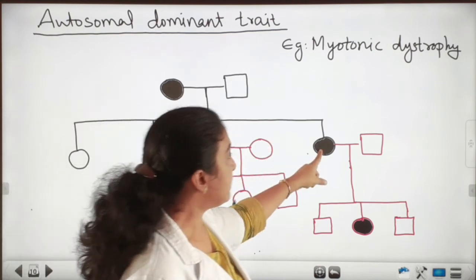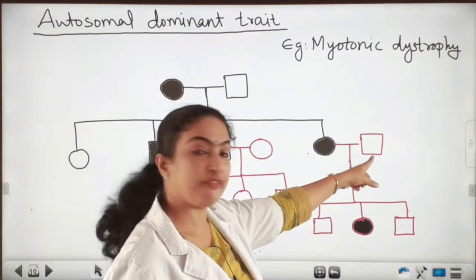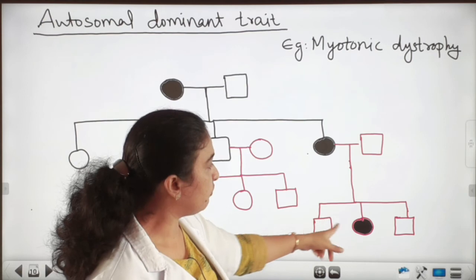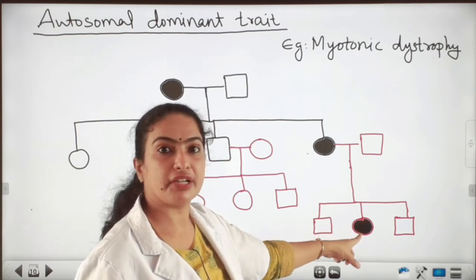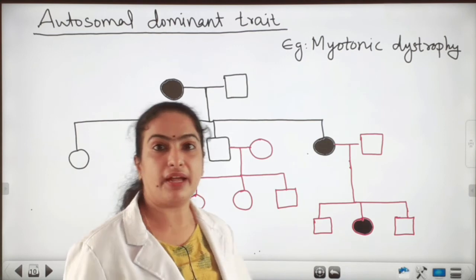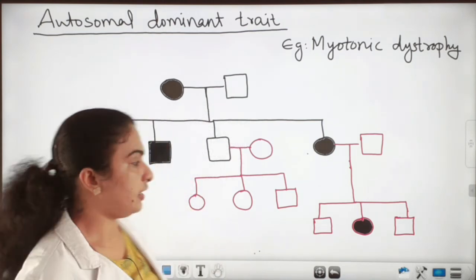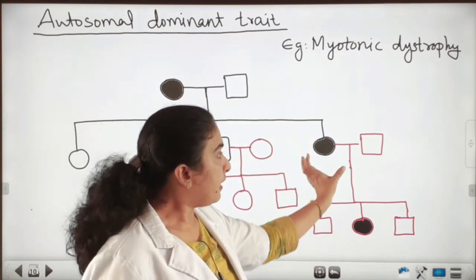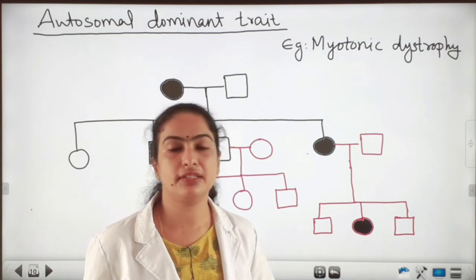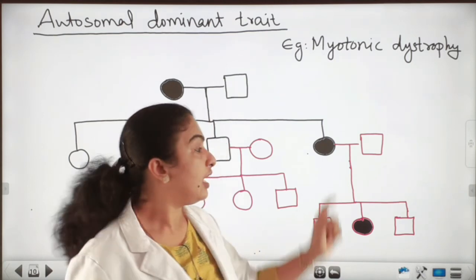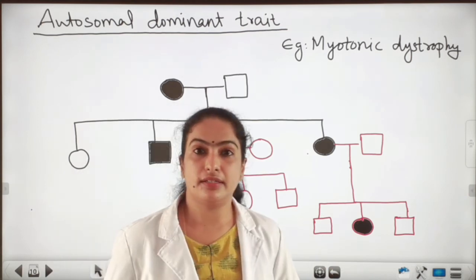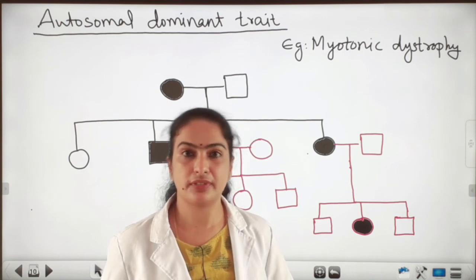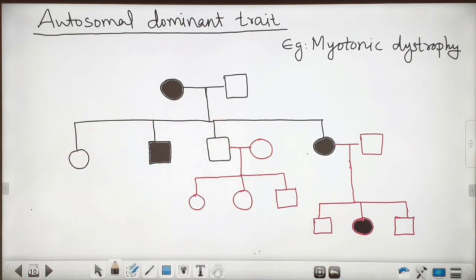Okay. Here that affected daughter marries an unaffected male, but in the offspring we can see 1 daughter is suffering from the same disease as the female parent has. Okay, so here we can conclude that if one of the parents has myotonic dystrophy, that will definitely appear in the offspring because it is a dominant trait. Is it clear about this pedigree chart of myotonic dystrophy?